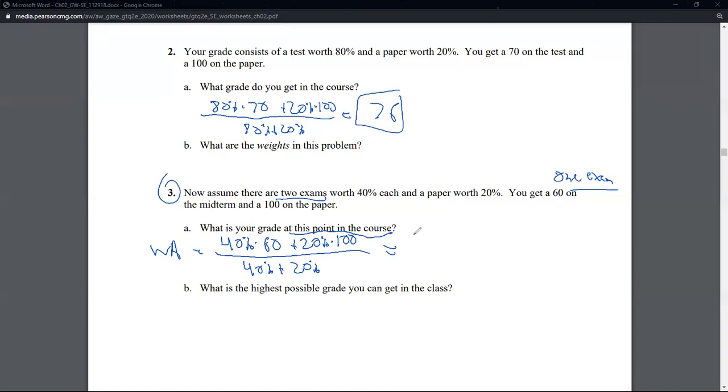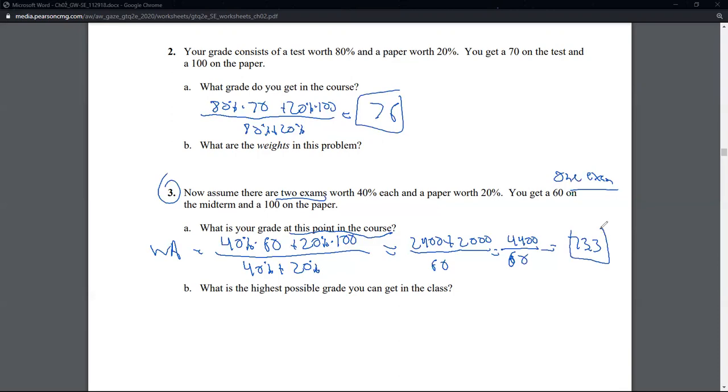6 times 4 is 24, so that's going to be 2,400. 2 times 1 is 2, so that's going to be 2,000 over 60. The top is going to become 4,400 divided by 60. That's a terrible looking 6, isn't it? And if you do that division, you end up with 73.3. And again, you could round to the nearest whole number because that's what your teacher's going to do anyways and call it a 73, but I'm just going to stop there.